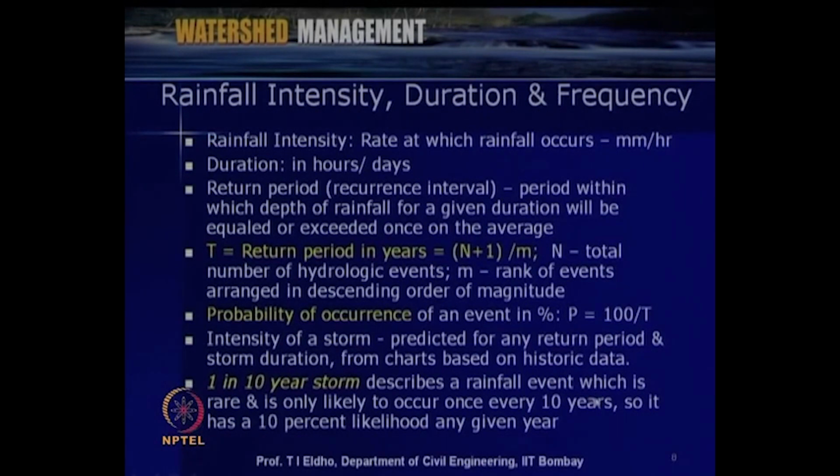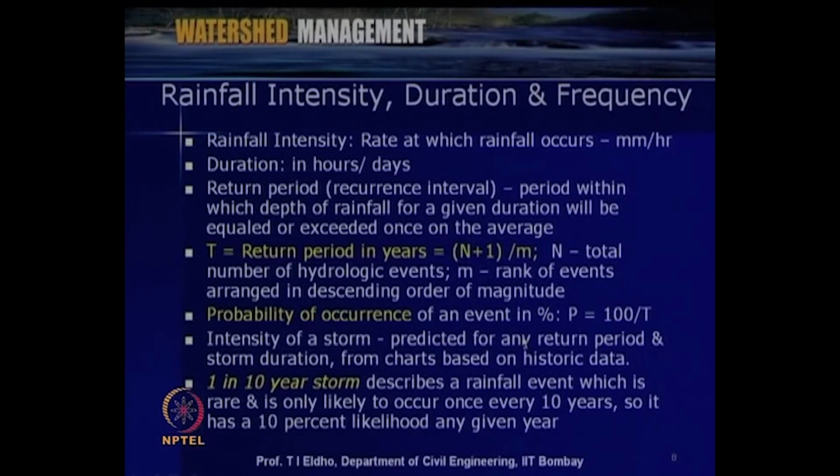In percentage we can put P is equal to 100 by T. So this is in percentage. That indicates the possibility of a return of a rainfall. Then the intensity of a storm gives the return period and storm duration. So we can have charts based upon the historic data.